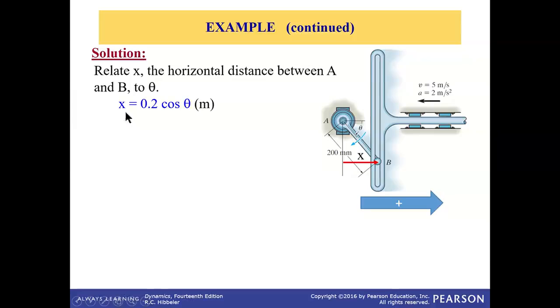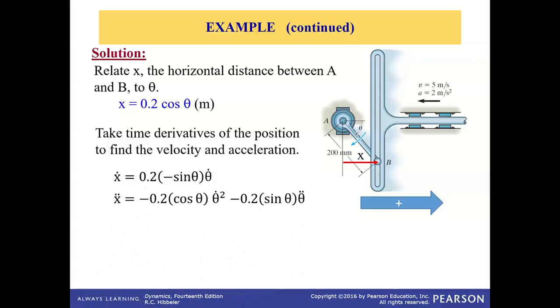Now when we take the first derivative, we will relate velocity with angular velocity omega, and when we take the second derivative, we will relate linear acceleration with angular acceleration alpha. So we need to take the time derivative of the position to find the velocity and acceleration. The derivative of x is x dot. 0.2 is a multiplier, so it stays as it is. The derivative of cosine theta is minus sine theta, but be careful that theta is also a function of time. So the derivative of theta itself is theta dot. That's why we have to multiply it.